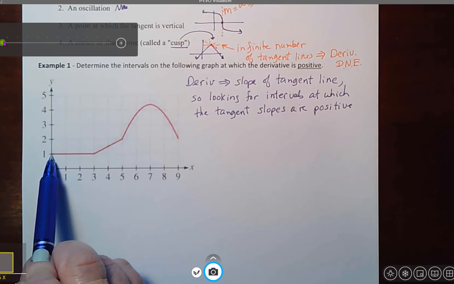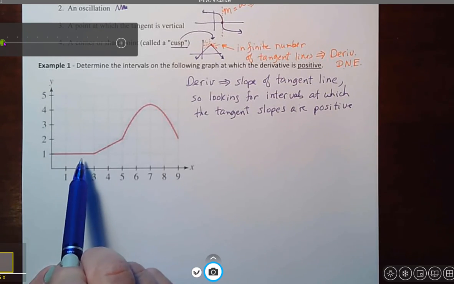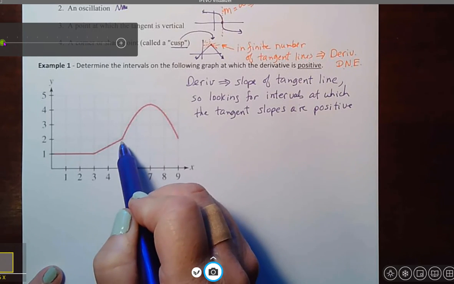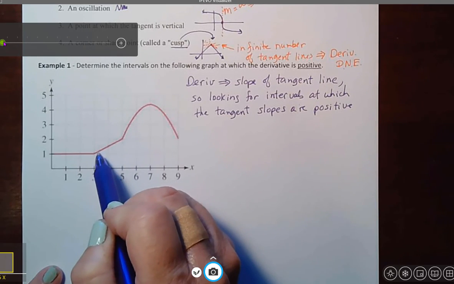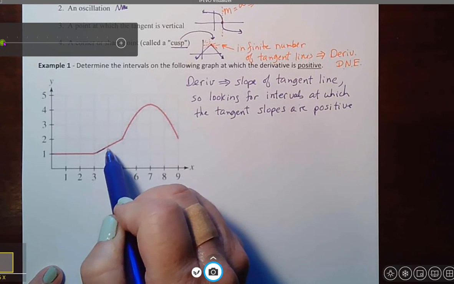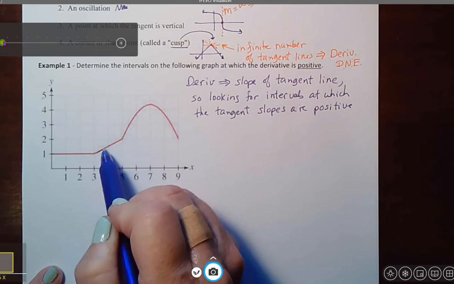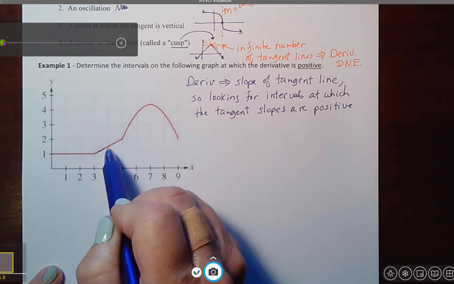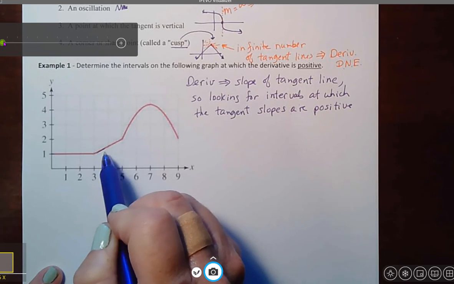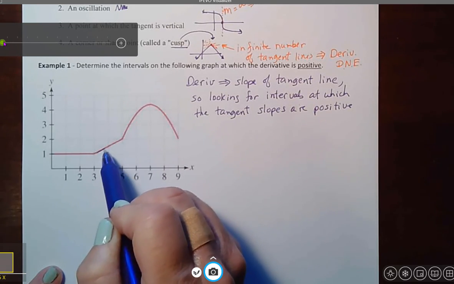From 1 to 3, is the slope positive? No, it's horizontal. The slope is 0. How about from 3 to 5? Well, yes, it is positive. And of course, when you have a linear section, the tangent slopes and the average slope, your regular slope, are the same value.